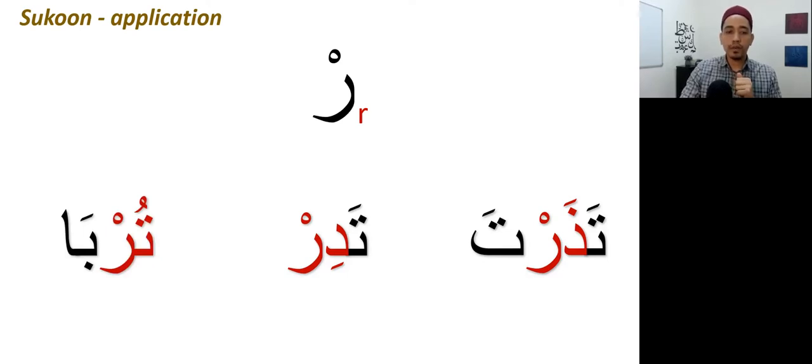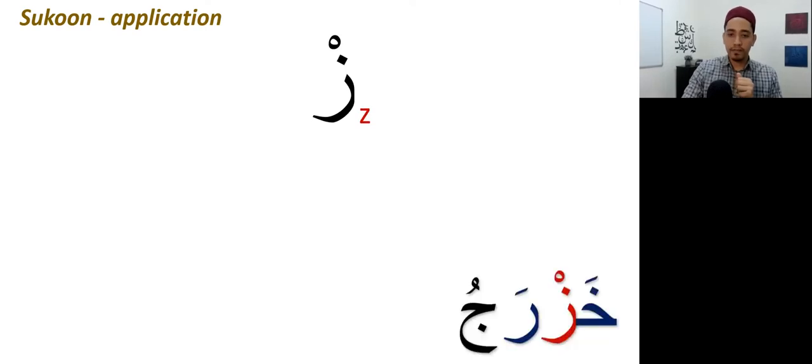The letter ra with the sukoon, and the letter before it is a tu. So we're going to read the tu and the r as one syllable, tur. Turba, turba, turba.